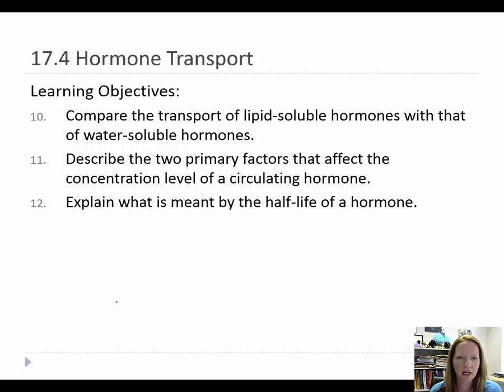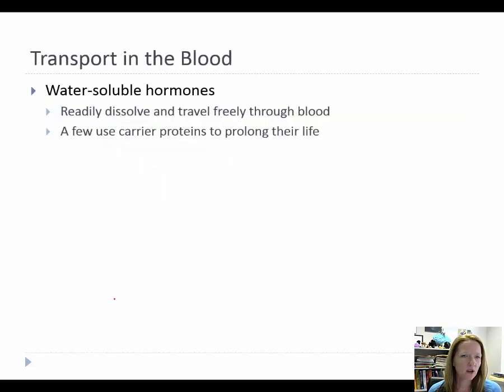So we're going to be talking about that, and then we're going to talk about factors that affect concentration levels in the bloodstream as they're being transported around, and then we're also going to talk about something called half-life. So let's take a look at water-soluble hormones because they are really easy.